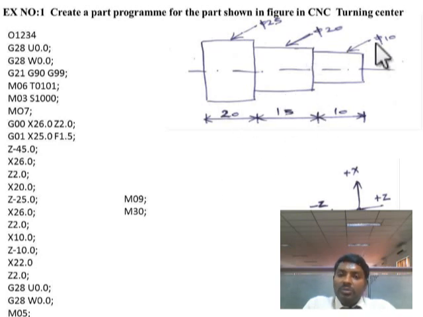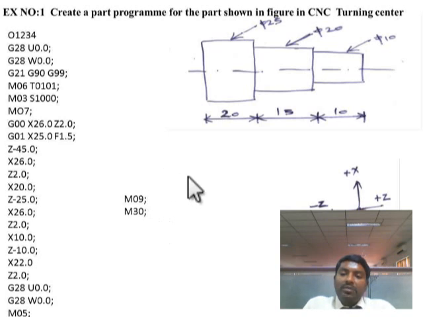After the operation is over, the tool should be brought back to the reference point. So I have used the codes G28 U0.0 and G28 W0.0. After it has gone to the reference point, the spindle should be switched off, so I have used the code M05. After that the coolant is switched off, so I have used M09. At the end of the program we have to use M30. M30 means program stop and return to the initial point. So these are the basic procedures to create a CNC part program for a CNC turning center.